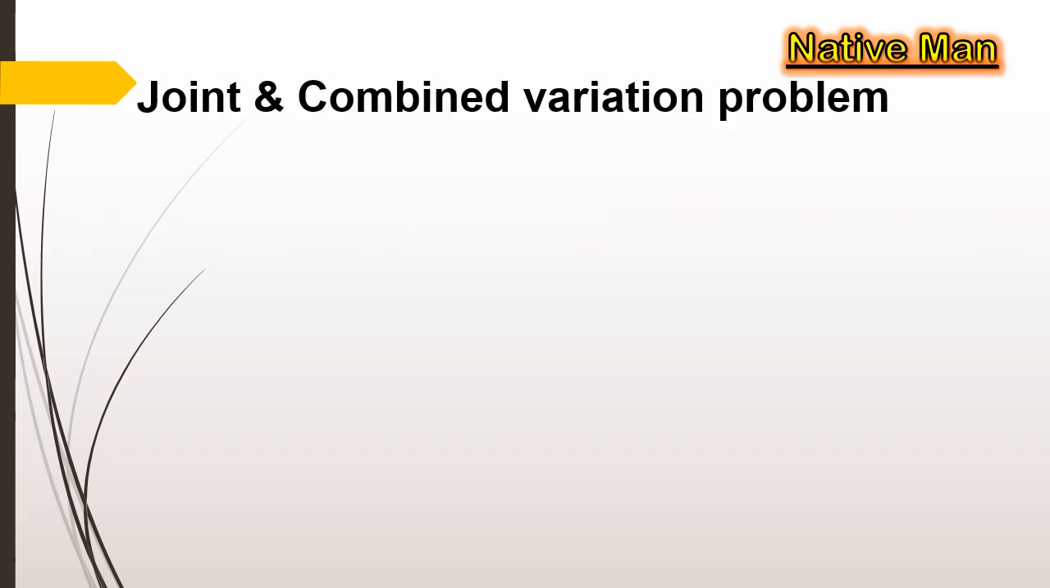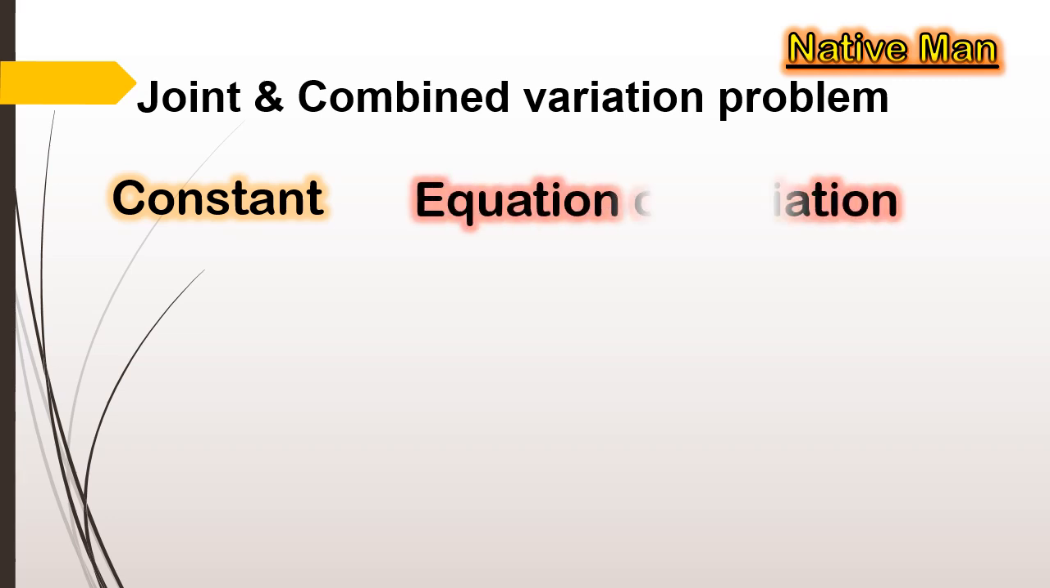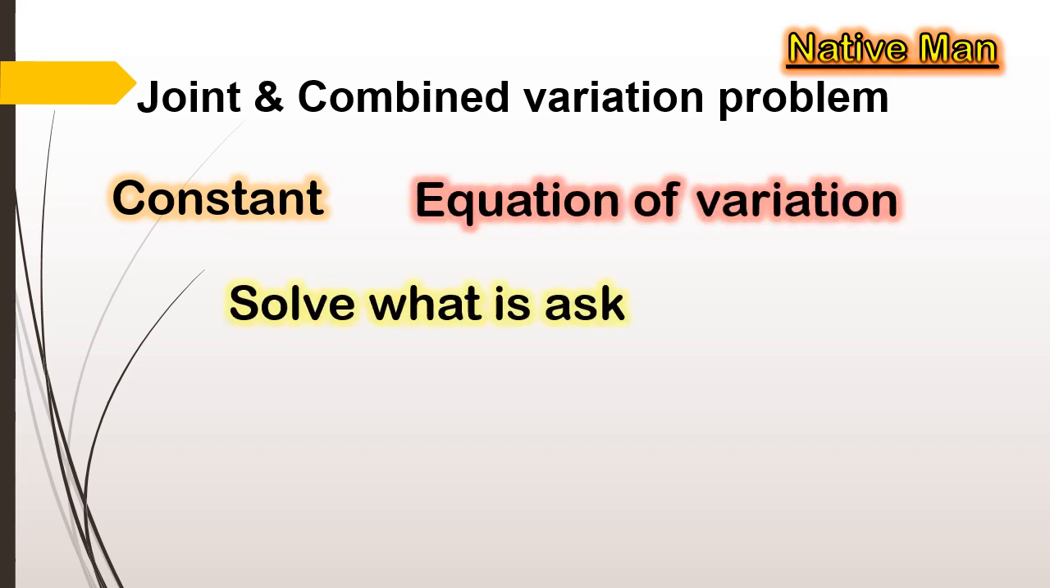Okay, so ano nga ba ang isosolve natin? Or what kind of problem ba ang tinatawag na joint and combined variation? Okay, so ang sosolve lang natin dyan ay constant. Solve din po natin yung equation of variation. And of course, we solve what is asked in the problem.